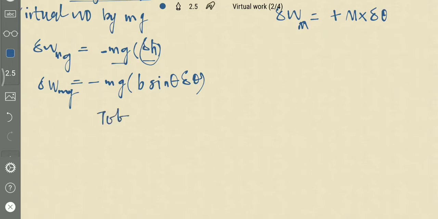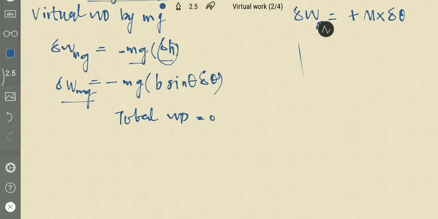Total work done is equal to 0. Total work done should be 0 to remain the system in equilibrium. That means work done by mg and work done by moment, by adding these two, we should get the total work done as 0. So delta W mg plus delta W moment should be 0.